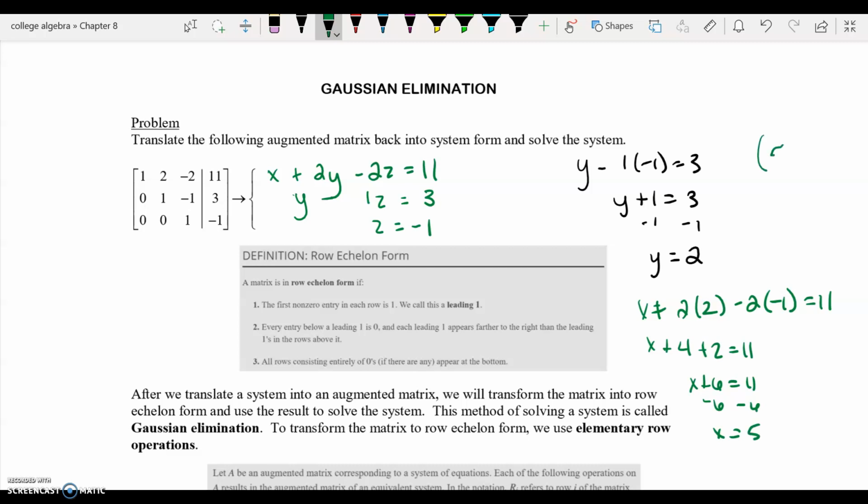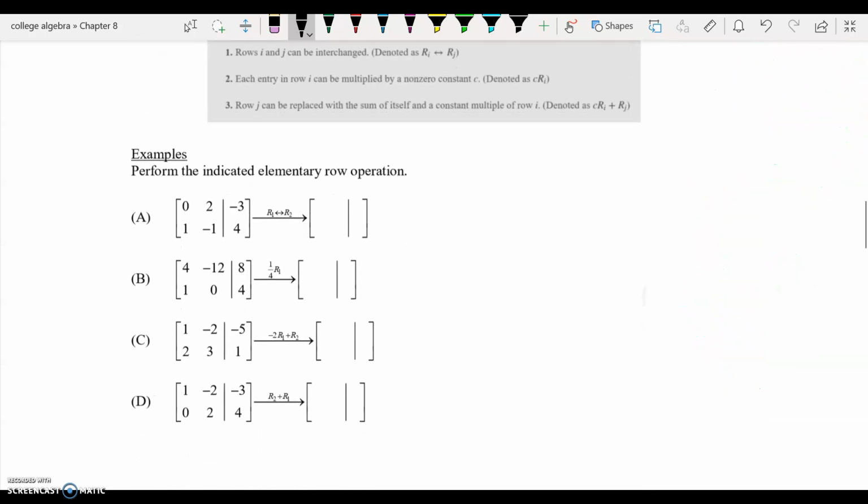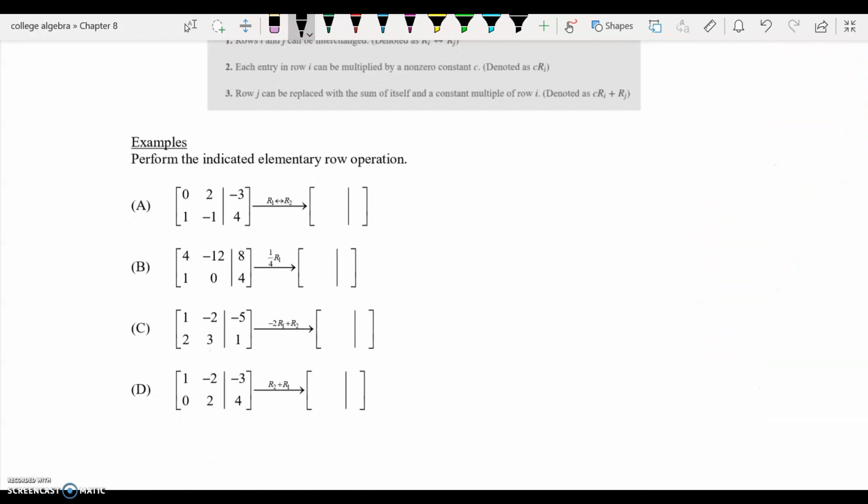And you have your answer. 5, 2, -1. So we can always convert this back to a system and solve it using elimination or substitution. It's just whatever you feel comfortable doing. We are going to use elementary operations to solve the problem.